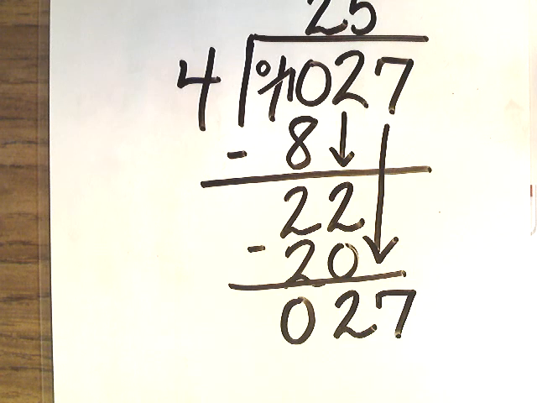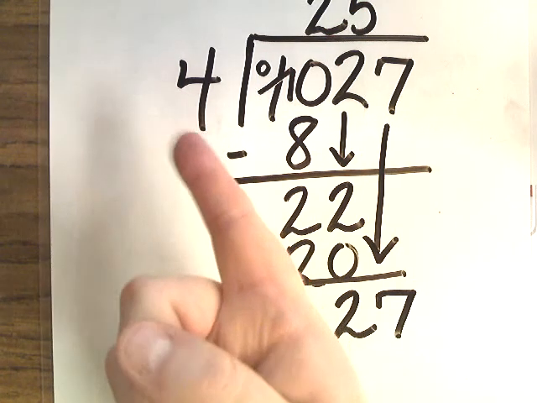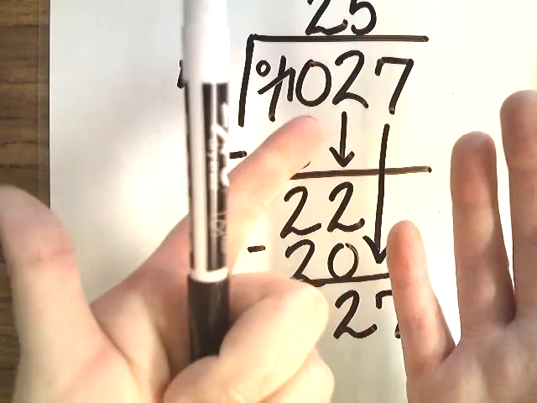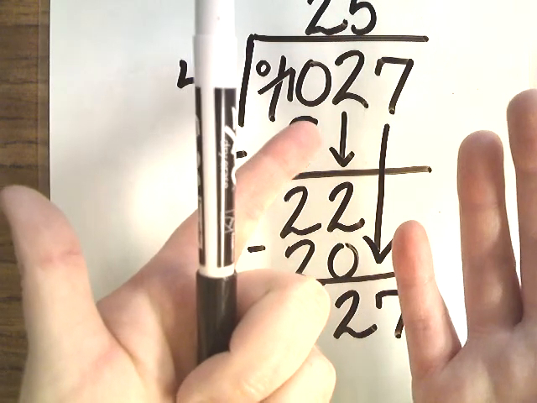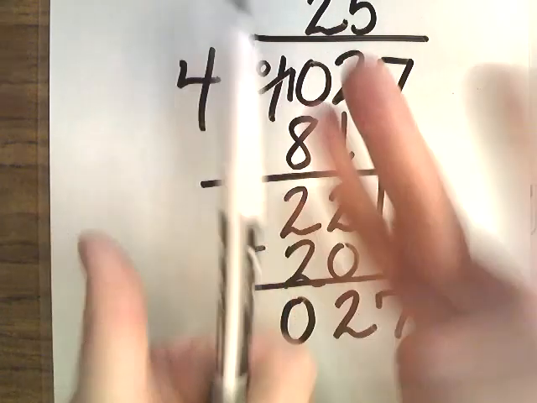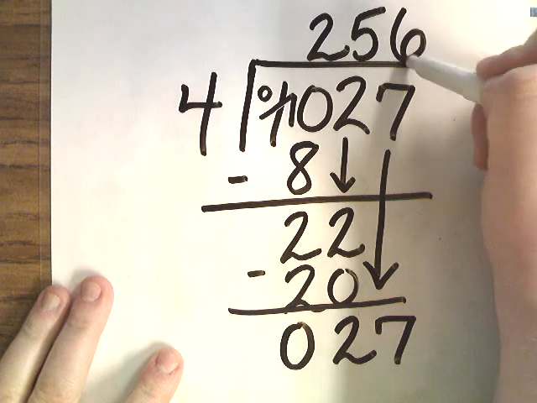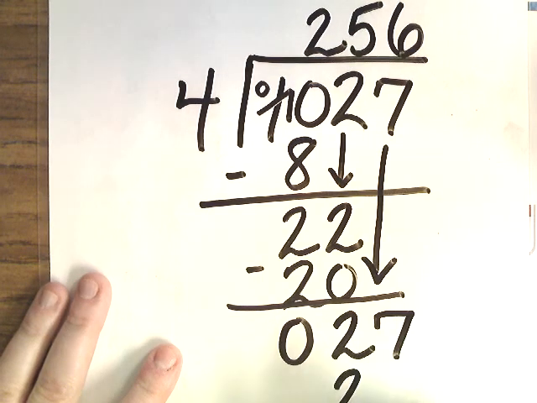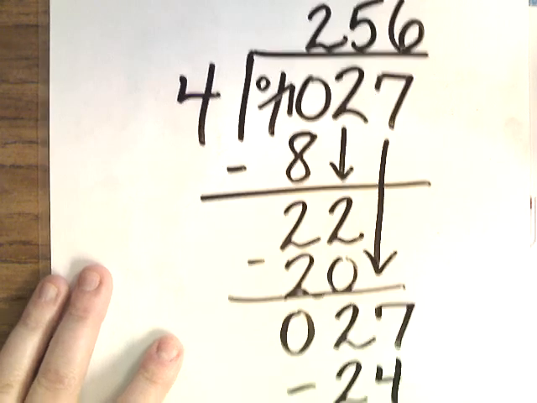Now I take a look at this and I go, okay, how many times can 4 fit into 27? So let's count by 4s. 4, 8, 12, 16, 20, 24. 28 is too big, so we have to go back 1, which means it fits 6 times. So we place our 6. 6 times 4 is 24, and we do our subtraction.